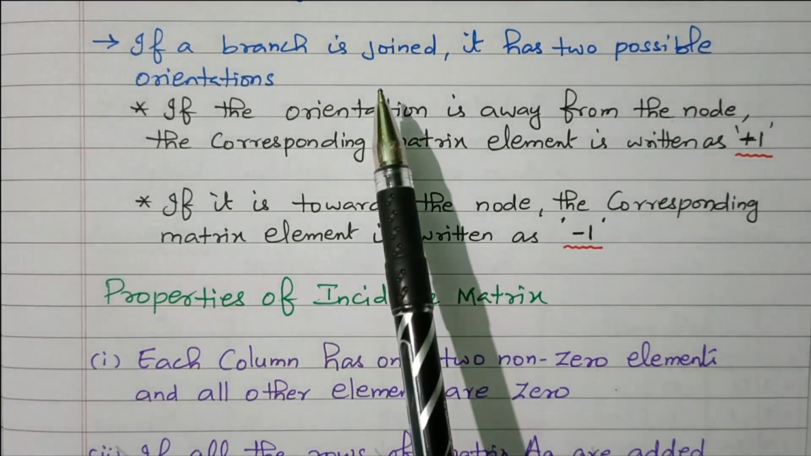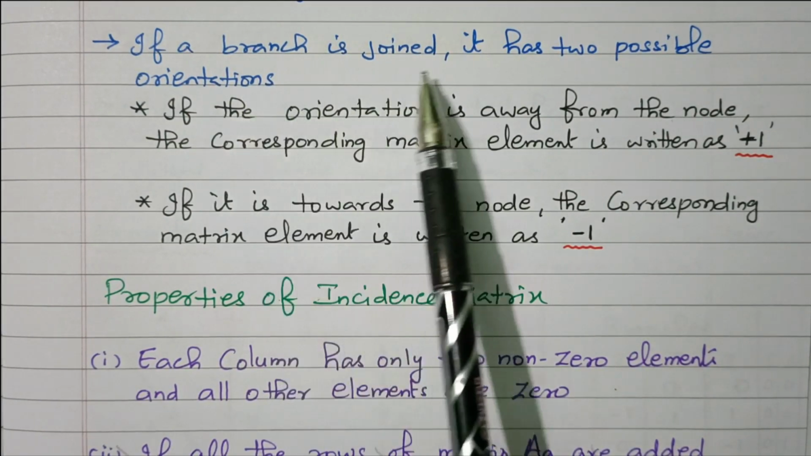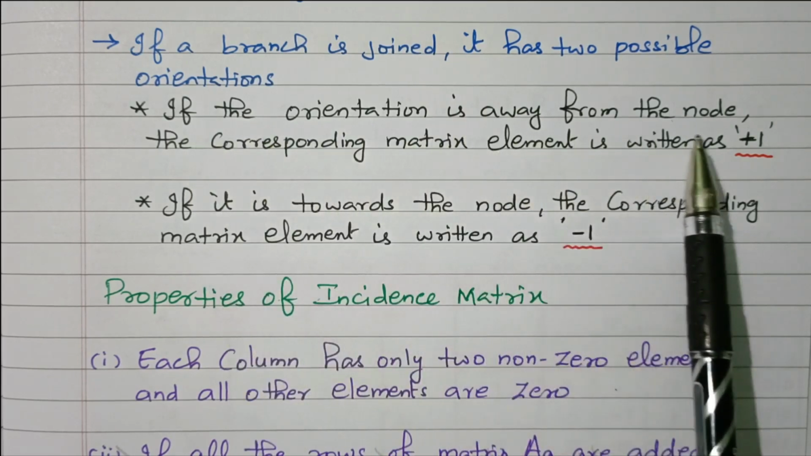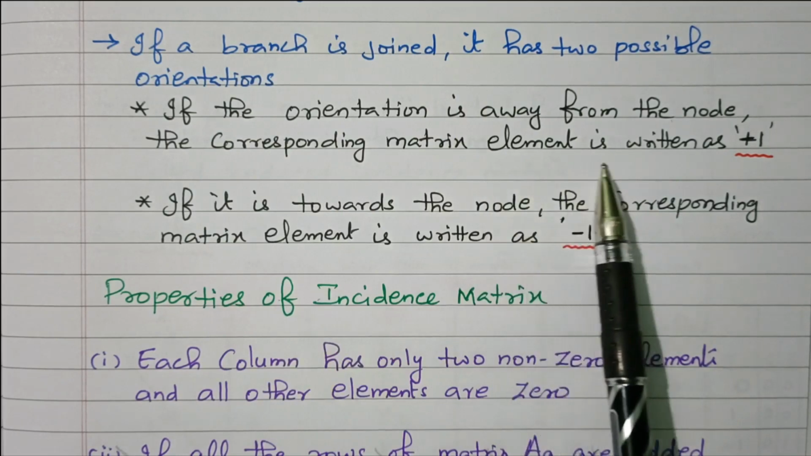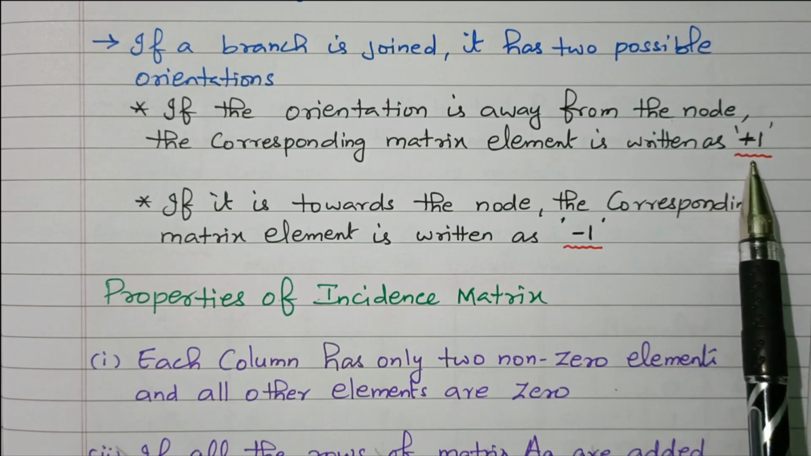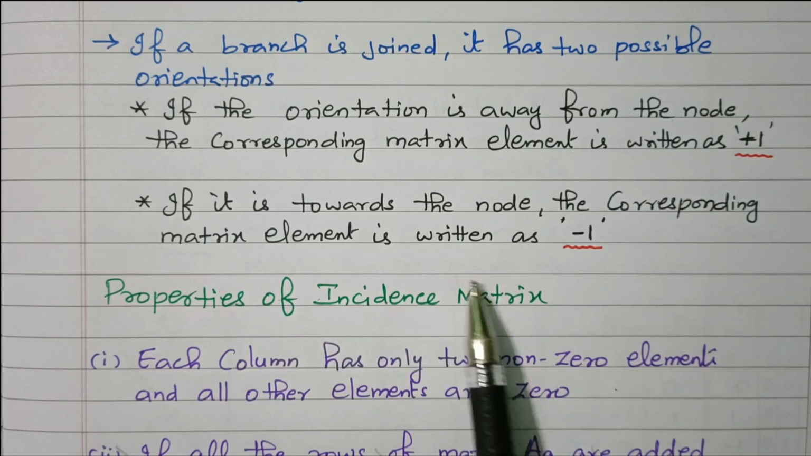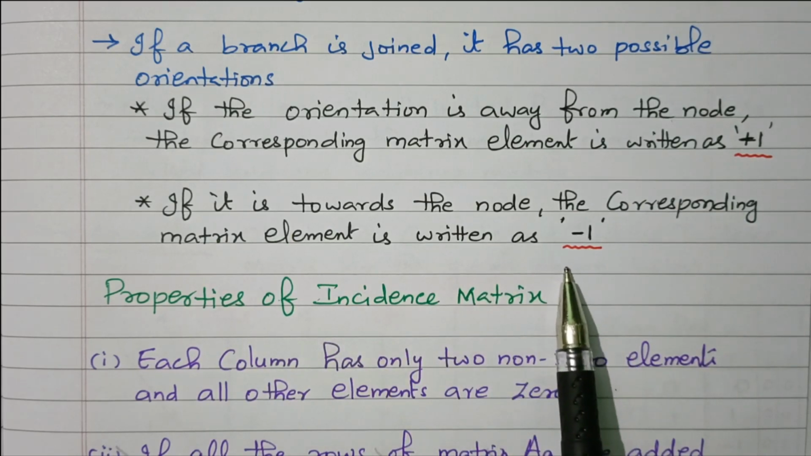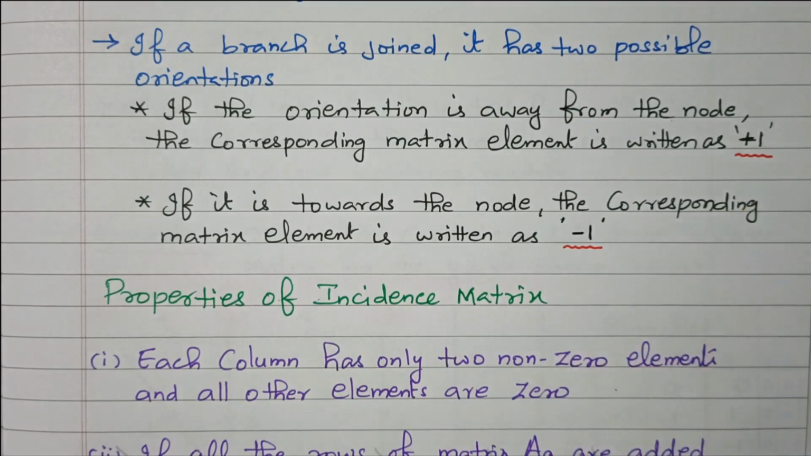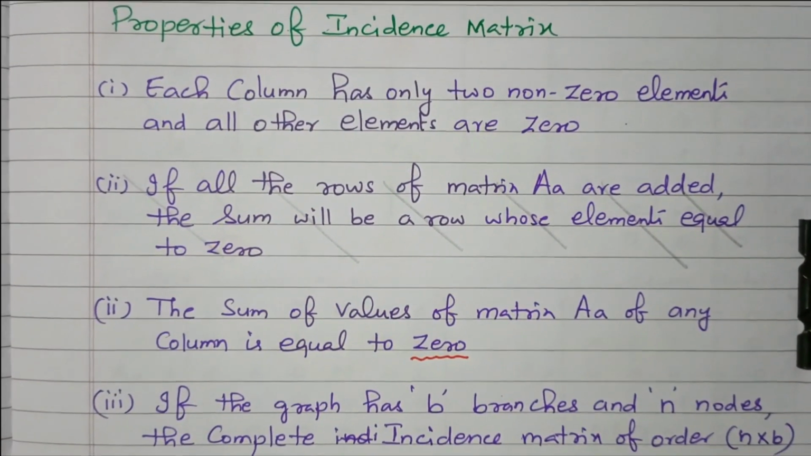If a branch is joined, it has two possible orientations. If it is not joined, 0. If it is joined, two things are available. If the orientation is away from the node, the corresponding matrix element is written as +1. Right? If it is away from the node, that means +1. If it is towards the node, the corresponding matrix element is written as -1. Right? Towards the node means -1, away from the node means +1.